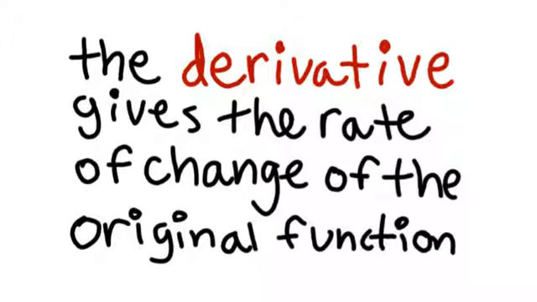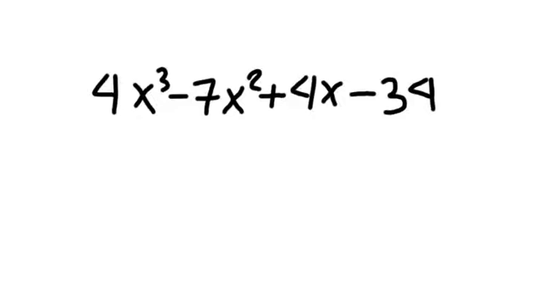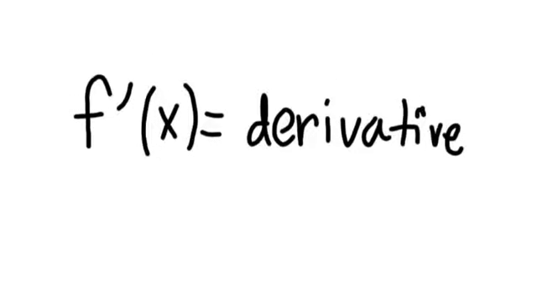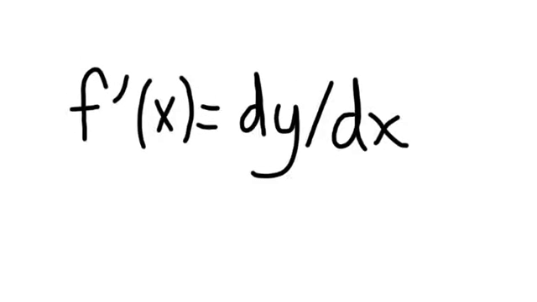Let's look at this function: 4x cubed minus 7x squared plus 4x minus 34. That is what we're going to call f of x. Now, to take the derivative, we use this formula: f prime of x equals nx to the power of n minus 1. Now, f prime of x is just how you say the derivative, so it's just the derivative of f of x. Another way to write that is dy over dx, but we're going to stick with f prime of x.